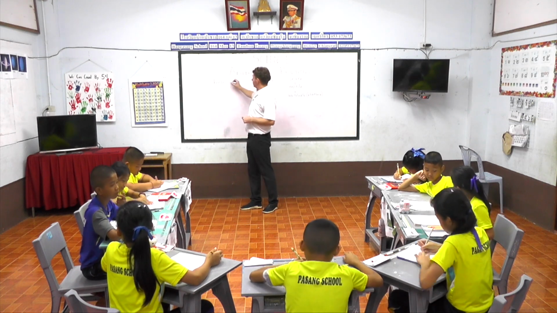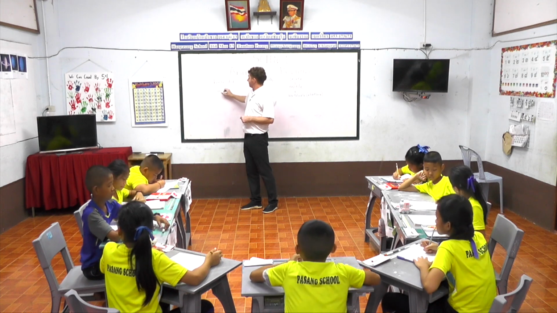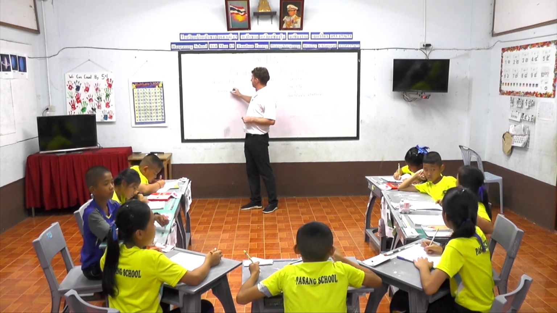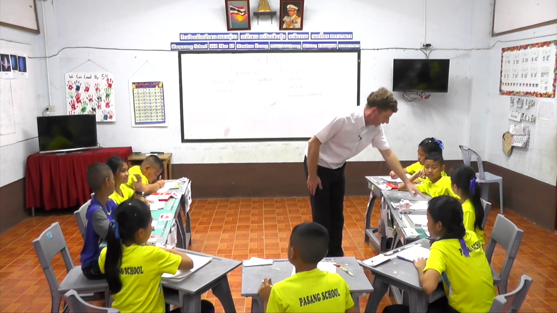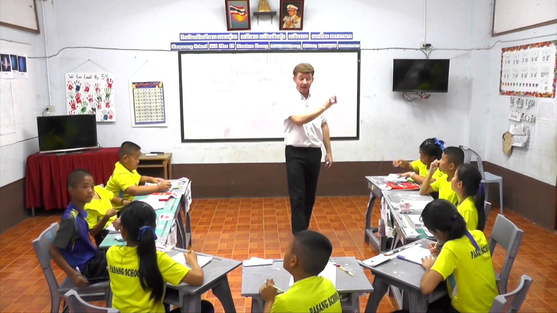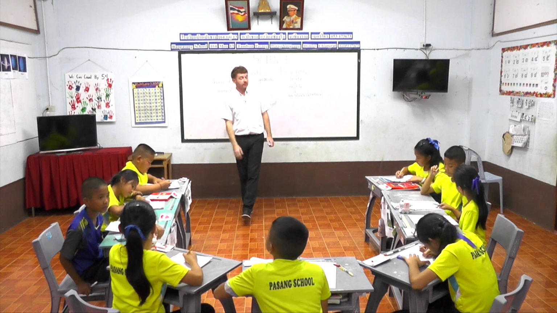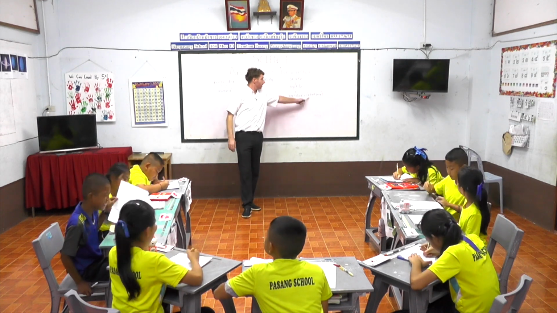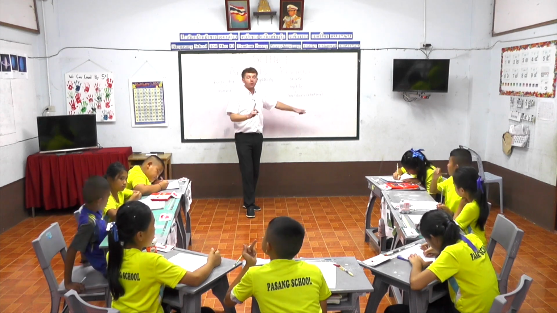Perfect. Horse and dog are both mammal. Because it has a backbone. Vertebrate, a backbone. Invertebrate, no backbone. So vertebrate, a backbone. Invertebrate, no backbone.